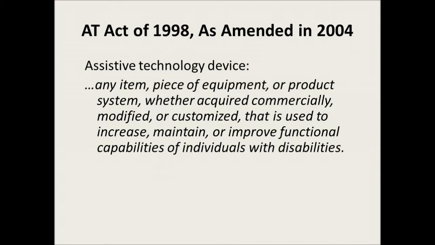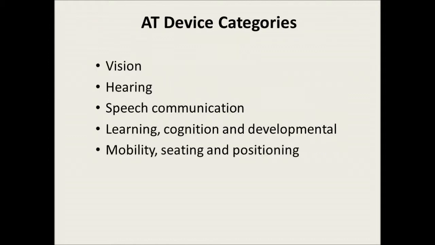The Act defines both assistive technology and assistive technology services. Those same definitions are used in the Individuals with Disabilities Education Act, IDEA, and in the Vocational Rehabilitation Act. So in all the legislation, assistive technology is defined as any item, piece of equipment, or product system, whether acquired commercially, modified, or customized, that is used to increase, maintain, or improve the functional capabilities of individuals with disabilities.